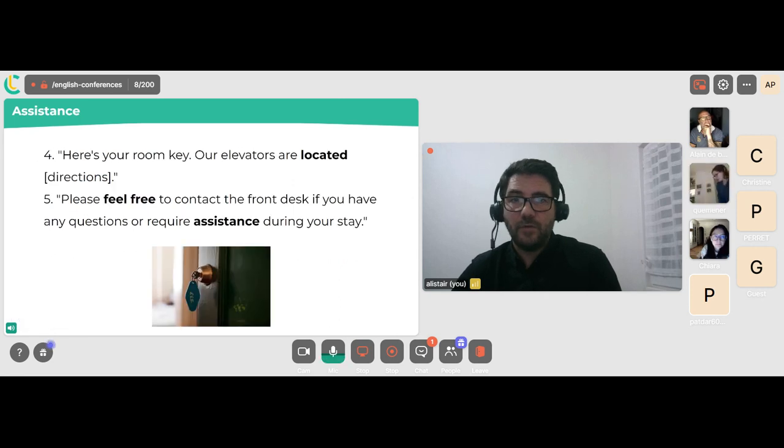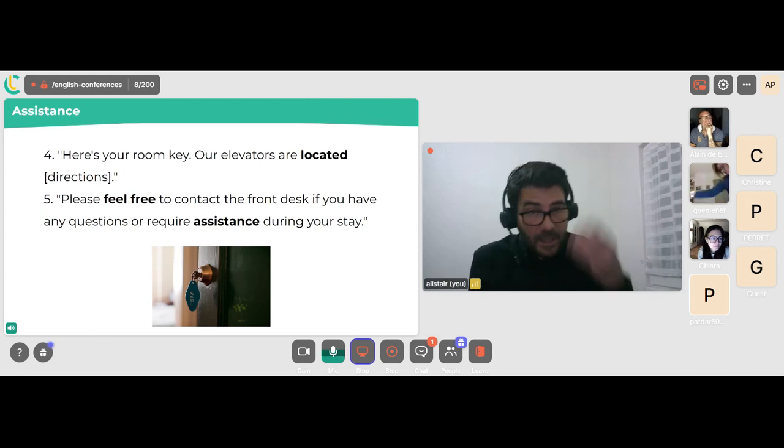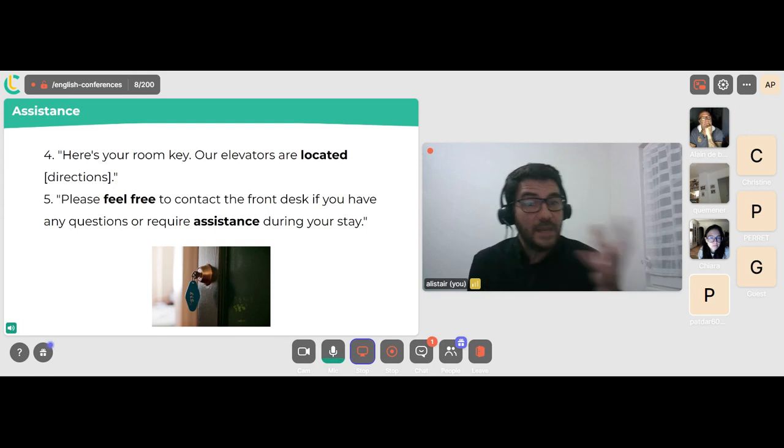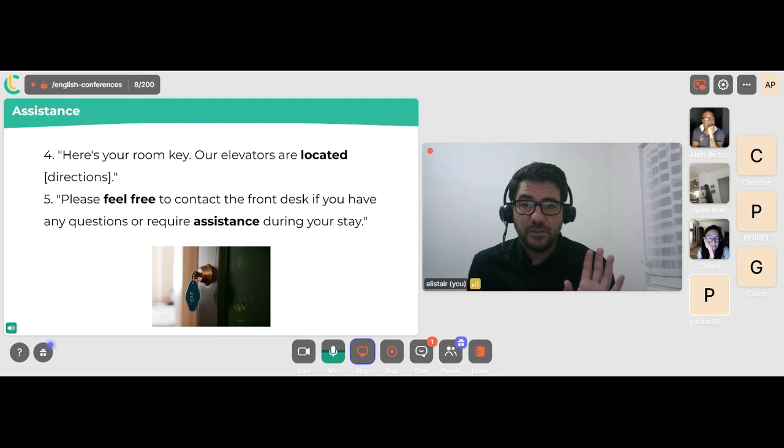Okay, we've got some more examples here. This is number 4. Here's your room key. Our elevators are located beyond the lobby, for example. So our elevators are located, and we need to give directions to those elevators. Number 5, please feel free to contact the front desk if you have any questions or require assistance during your stay.